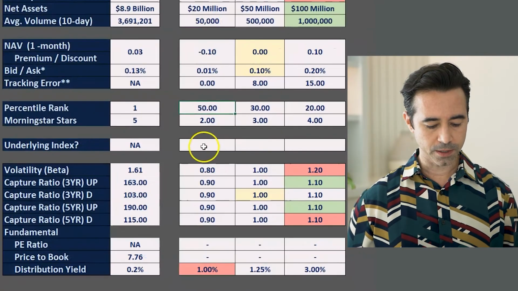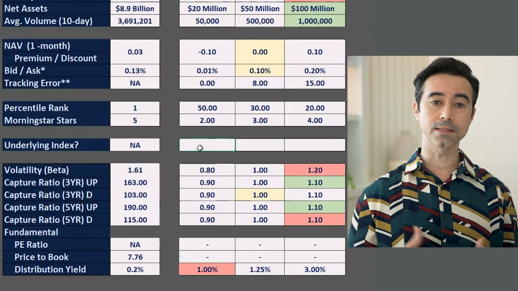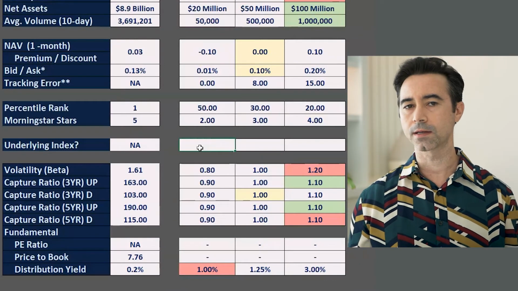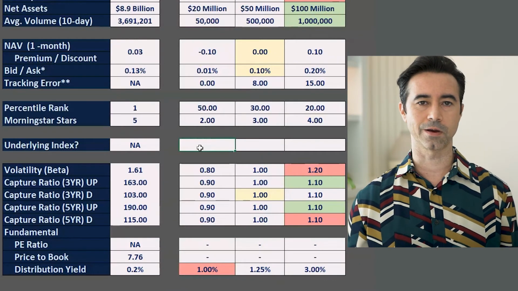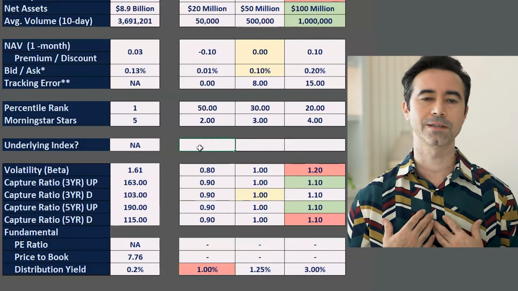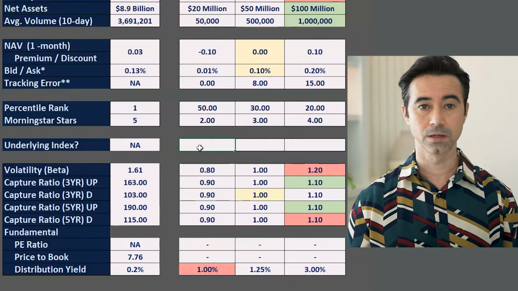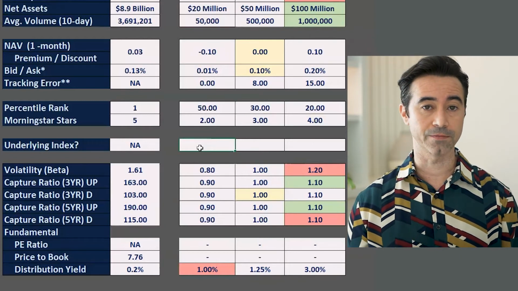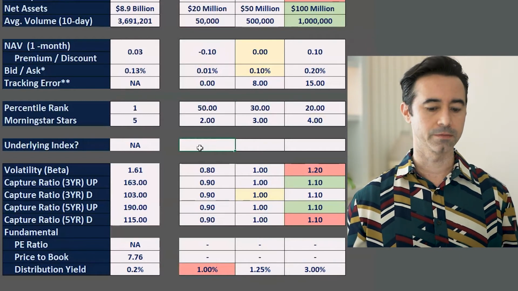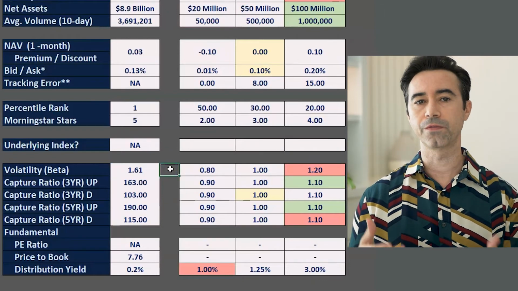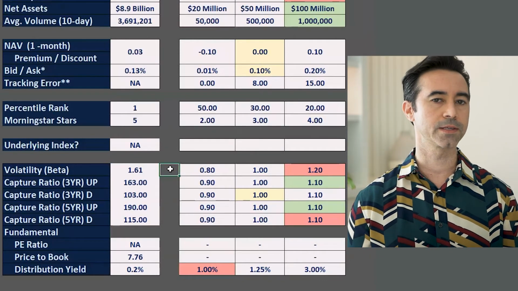In terms of the underlying index, I like to see what index it is going up against. For ARK, it doesn't really matter, because I wouldn't compare ARK to an index. There are indexes that may be kind of similar to an innovation-type ETF like ARK, but I just didn't put it on here. The beta is basically a measure of volatility, and that's one of the things I like to look at.